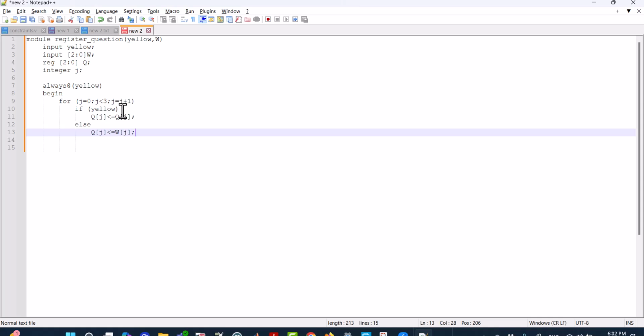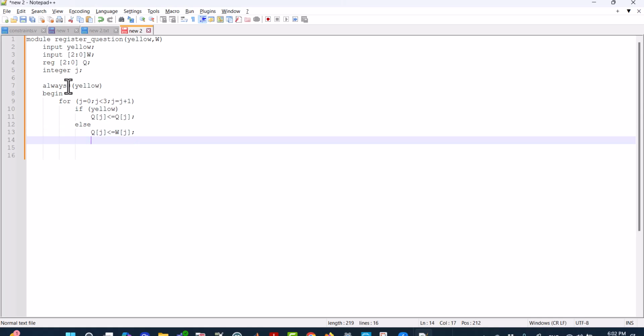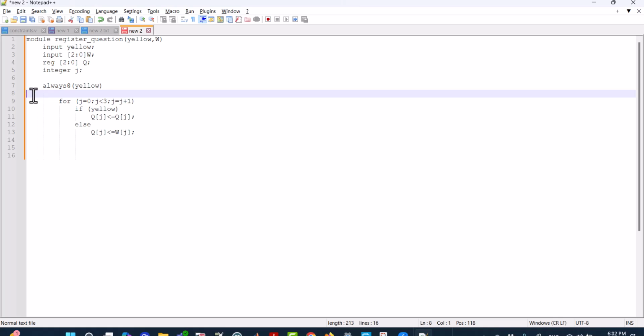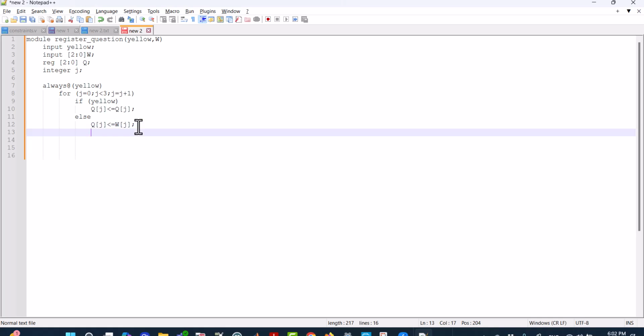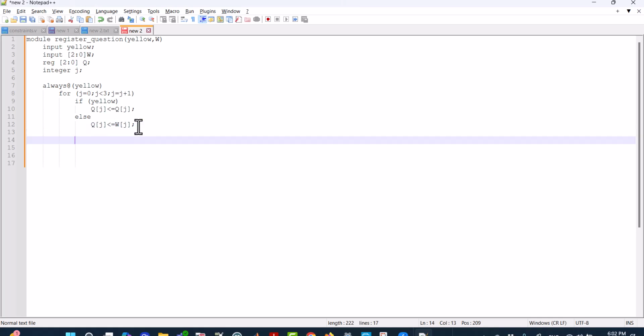And you could do this without a for loop, since we're doing the same thing to every one. You could just have always at yellow, and you could just have if not yellow, Q becomes equal to W, and that would do it. And we actually don't need to begin here, because the only thing inside our always is a for. And everything just has one line, so we don't need anything other than an end module. And that ought to do it.